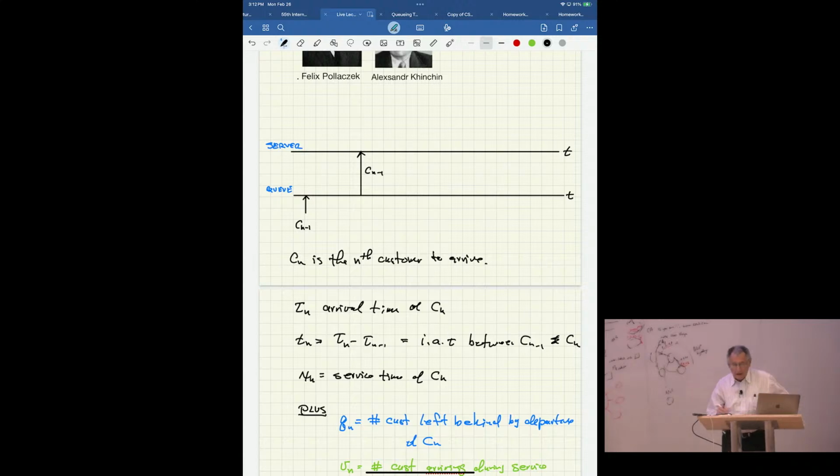By the way, at what time does Cn minus 1 arrive? Almost. Almost. Tau n minus 1. That's correct. And suppose this guy leaves, say, right here.